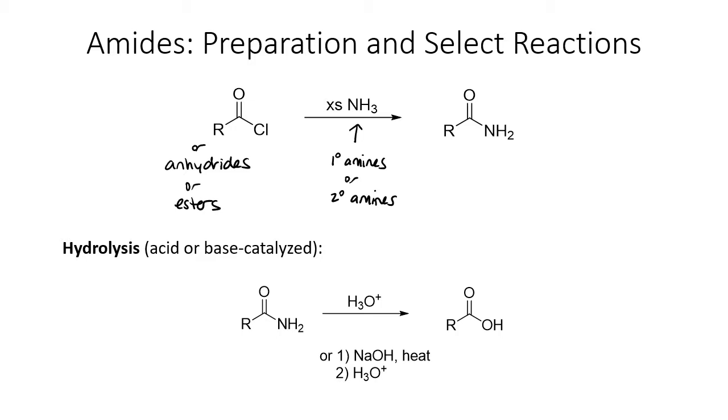And they will all form the amide functional group. Now amides are the least reactive of the derivatives that we've learned about so far. Amides undergo hydrolysis, and they can do either acid or base catalyzed hydrolysis. So we can either use H3O+ or a combination of sodium hydroxide and heat as well as H3O+. These are the same types of reagents that we saw with the ester hydrolysis. But either way, we take an amide and we can convert it back into a carboxylic acid.